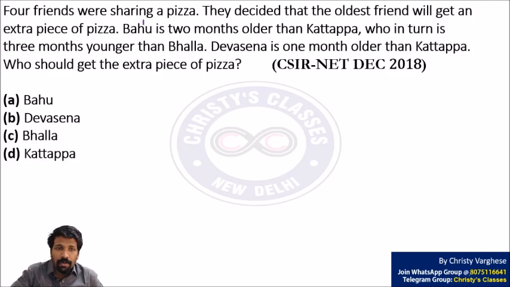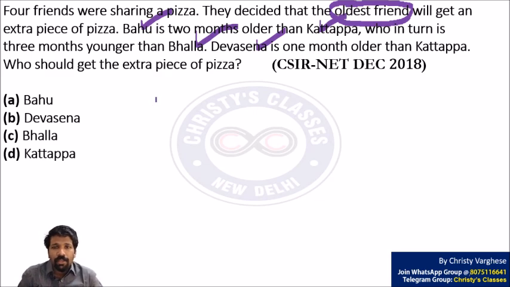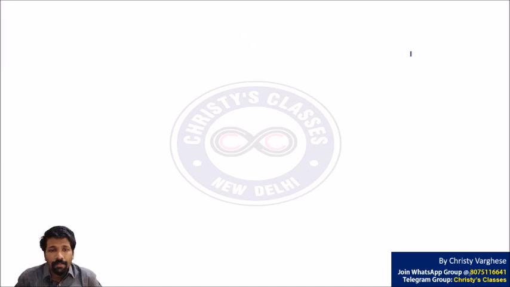The names of the 4 people are Bahu, Balla, Devasena and Katappa. They decided that the extra piece of pizza will be given to the oldest person there. That means we have to do sequential ordering based on age. So who is the oldest person is what we want to find. The information given is: Bahu is 2 months older than Katappa, who in turn, Katappa is 3 months younger than Balla. Devasena is 1 month older than Katappa. From this information, you have to find the oldest person, who will get the extra piece of pizza.